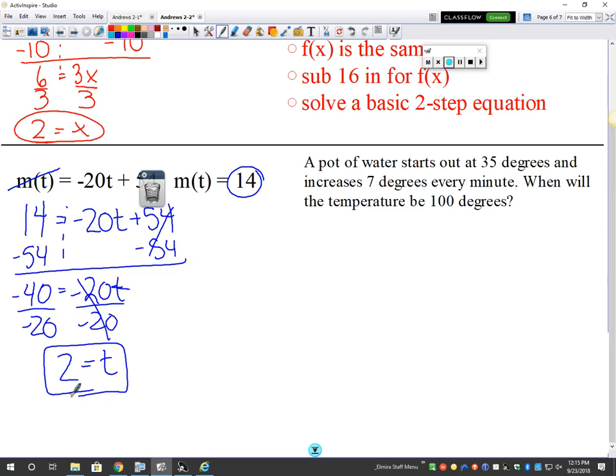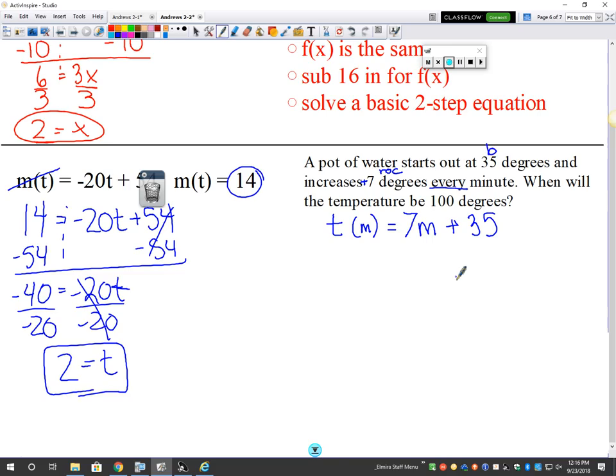All right, let's put this together. A pot of water starts out at 35 degrees. That's my B. And it increases, so positive, 7 degrees every minute. So that means that 7 is my rate of change. When will the temperature be 100 degrees? So, writing a function, we're talking about minutes, and we're talking about the temperature in terms of minutes. So every minute it's going up 7, and it's starting out at 35 degrees. So that's our function.